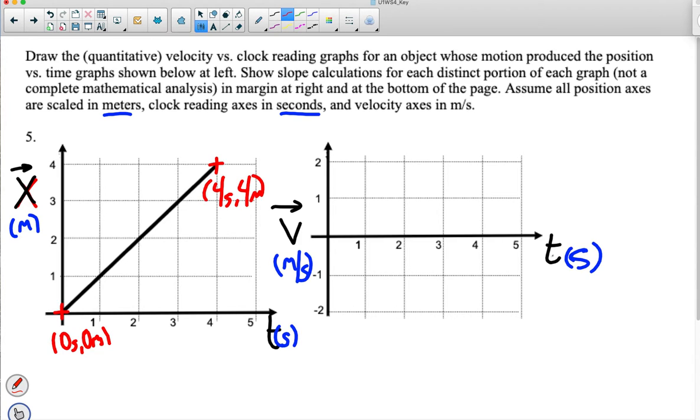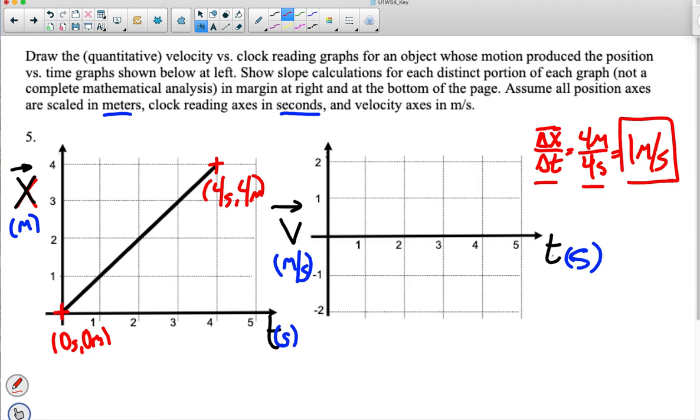So we can do some quick math over here and say that the slope is the change of position divided by the change in time, which is 4 meters divided by 4 seconds, which equals 1 meter per second. Notice I've got a general equation, original values plugged in, and an answer. So with that said, from 0 to 4 seconds, we were traveling at 1 meter per second. It's important that we stop that at 4 seconds because we don't know what's happening from 4 to 5 seconds.